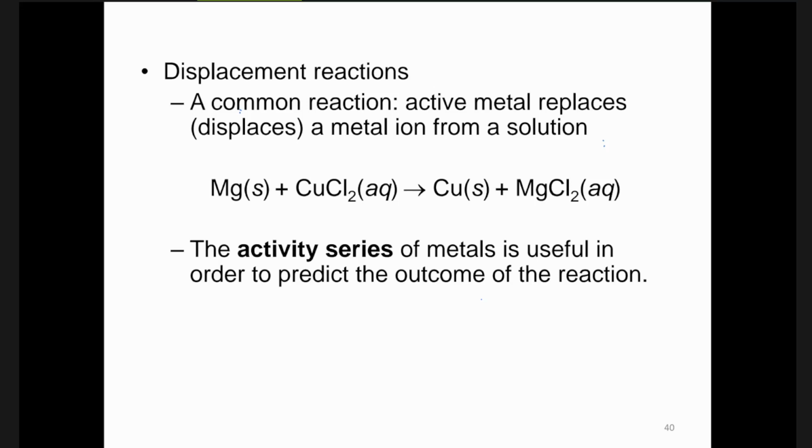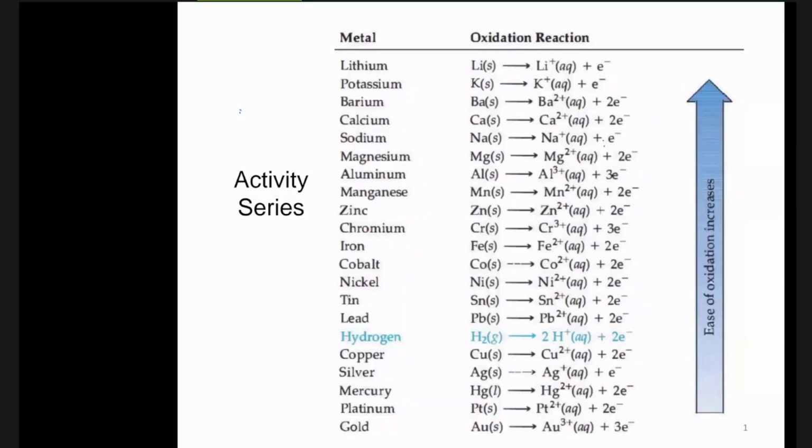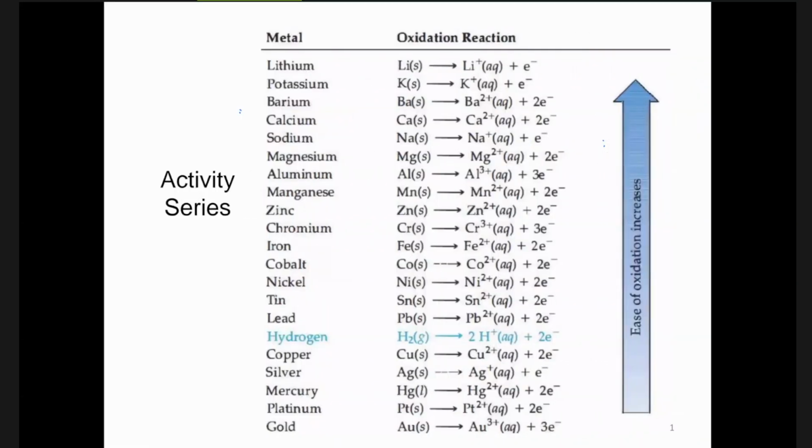To predict this displacement reaction, we take a look at the activity series of metals. So here is the activity series. When you go from the bottom to the top, the possibility to be oxidized increases. That means the metal atoms at the top will be easily oxidized, and the ions at the bottom will be easily reduced.